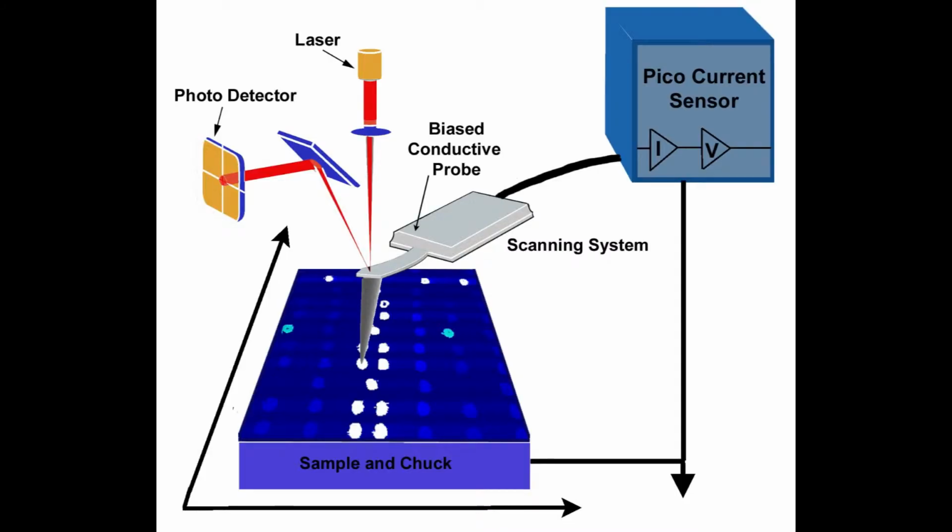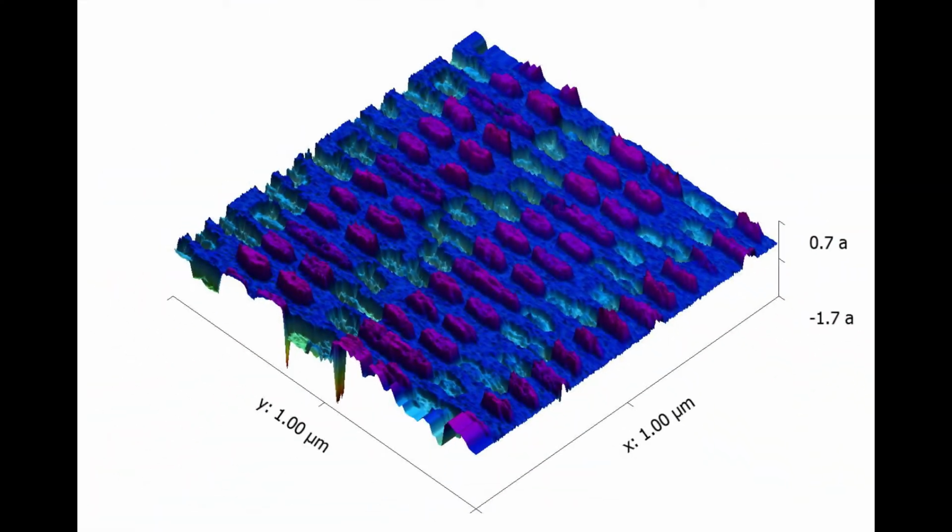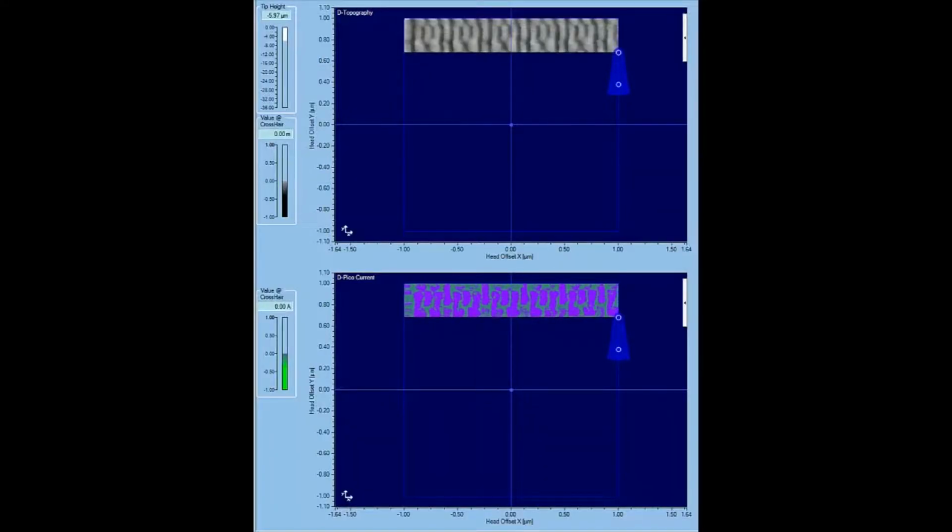Contact mode allows two additional important imaging modes: conductive AFM and scanning capacitance microscopy. Since the conductive probe tip is in contact with the sample surface at all times, electrical data can be acquired.